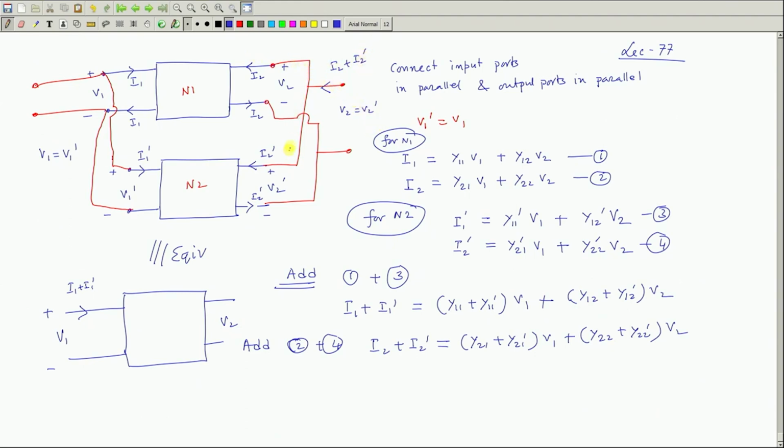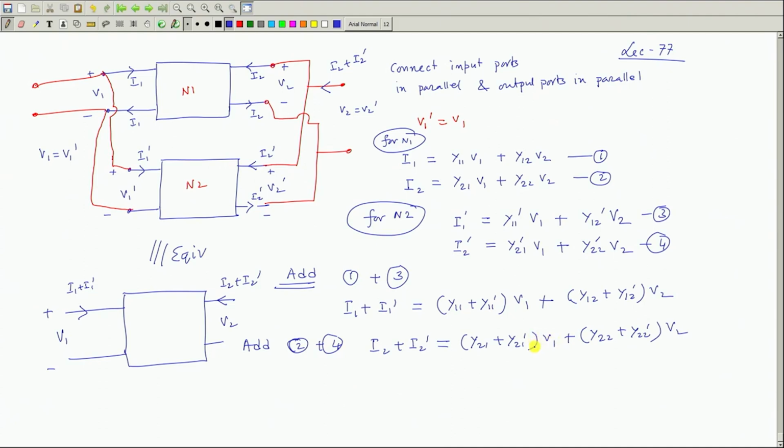I2 is going, I2 dashed is going here. So, I2 plus I2 dashed. Therefore, the output port current is I2 plus I2 dashed, and the equivalent admittance parameter of this network will simply be the sum of the y parameters. Therefore, if several 2-port networks are connected in parallel, you simply go on adding the parameter values of each one of them.